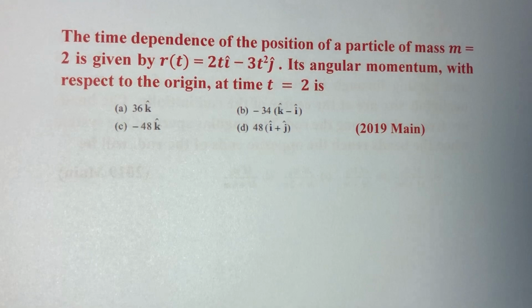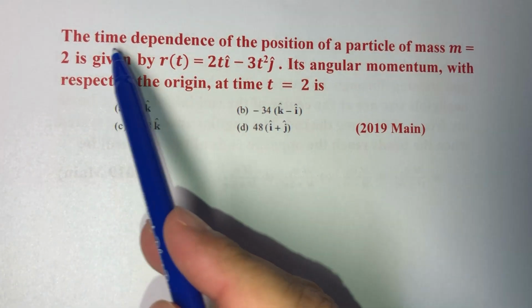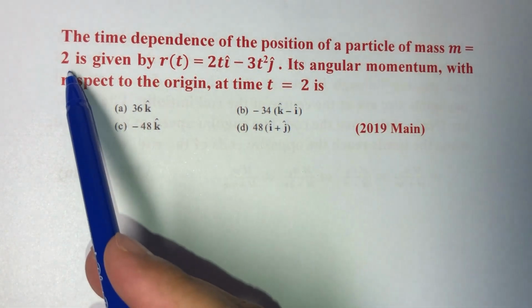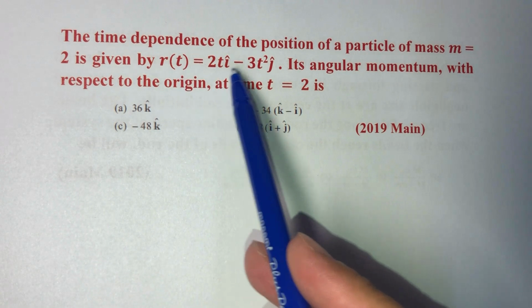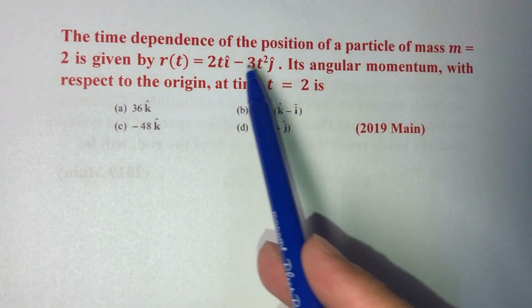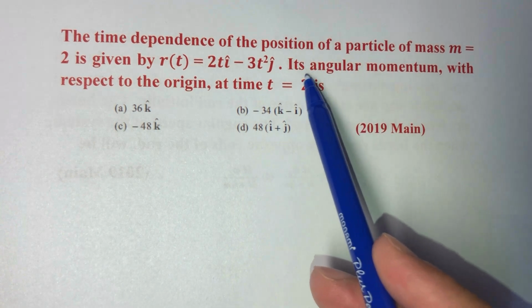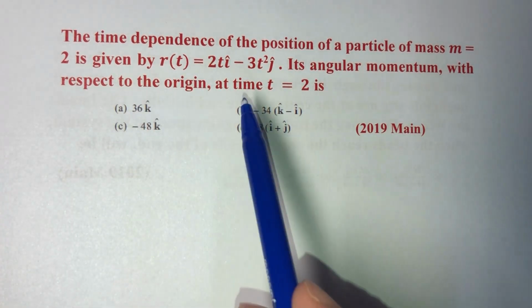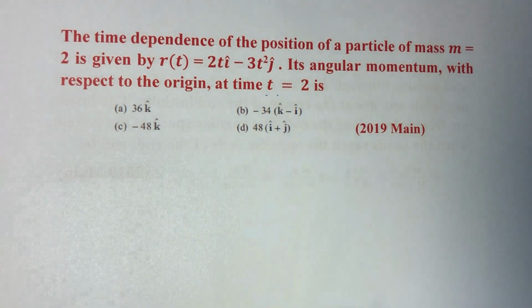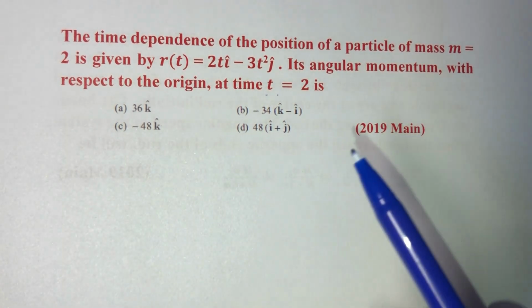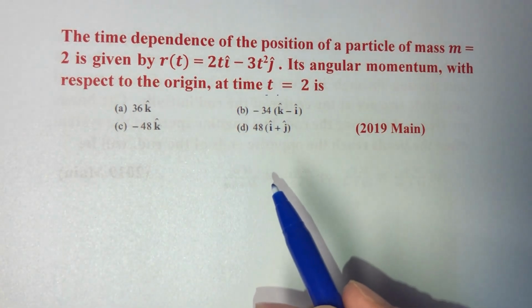Hello friends, in today's question, the time dependence of the position of a particle of mass 2 is given as r of t, which is a function of time, 2t i minus 3t square j unit vector. Its angular momentum with respect to the origin at time t equal to 2 is to be found. So we have a particle of mass m whose position vector is given by r of t, and we are supposed to find out its angular momentum with respect to origin.